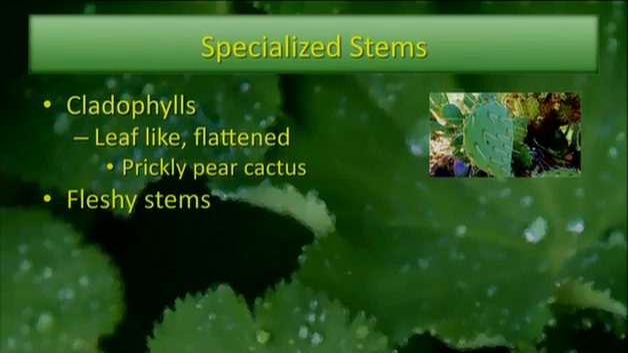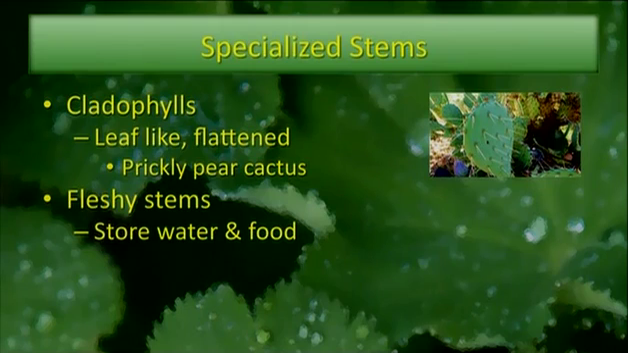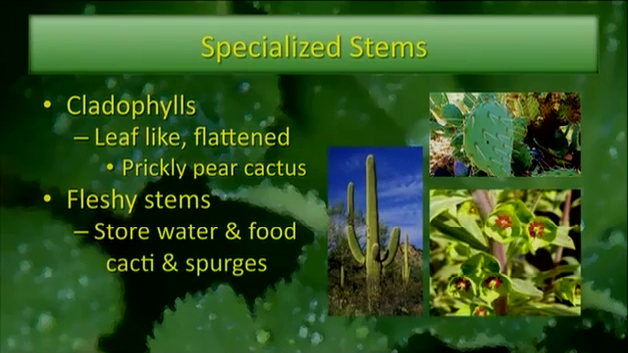Okay, now fleshy stems store water and food. So some examples of them are the cacti and the spurges. Okay, so here's a saguaro cactus from the Sonoran Desert. Okay, and here's some kind of a euphorbia, some kind of spurge. Okay, and so spurges tend to have a milky latex exuding when you injure them or break off a piece.